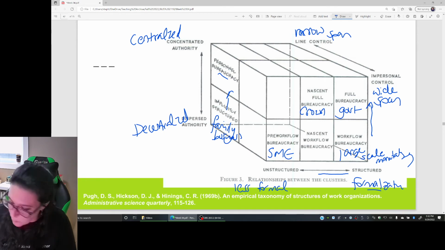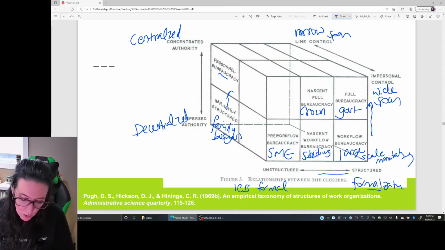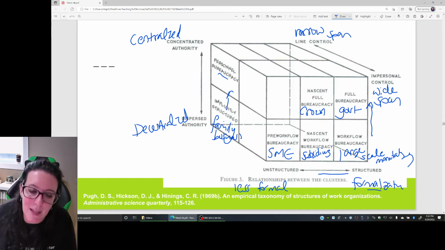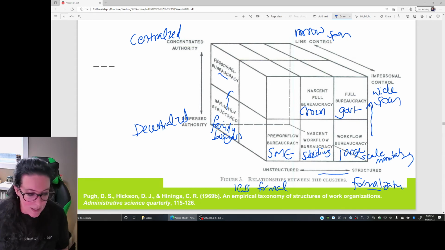All right, the last one that we haven't talked about is subsidiaries. So if you're part of a bigger organization, you'll notice that you're very similar to that large-scale manufacturing with maybe slightly less formalization in terms of rules and procedures.